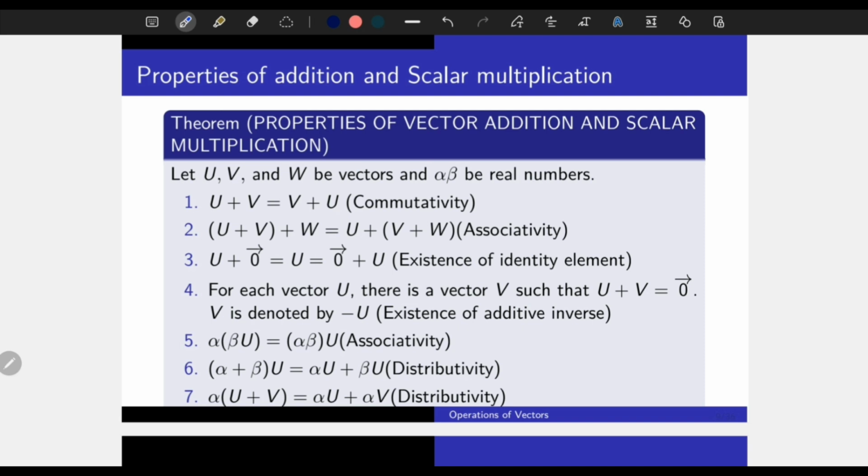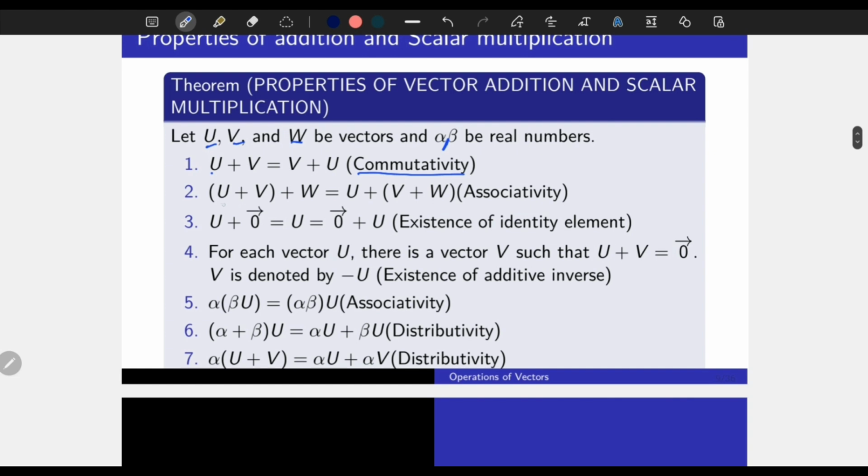Hello and welcome. Today we are going to see some properties of vector addition and scalar multiplication. If you have three vectors named u, v and w, and let alpha and beta be two real numbers, then as you see here, u plus v is the same as v plus u. So if you change the position of u and v under addition, the result is the same. We call this the commutative property.